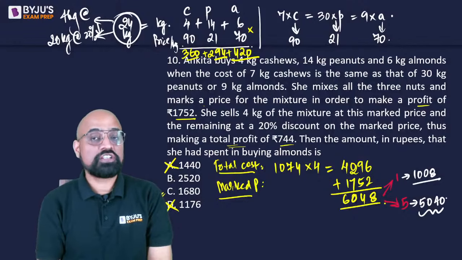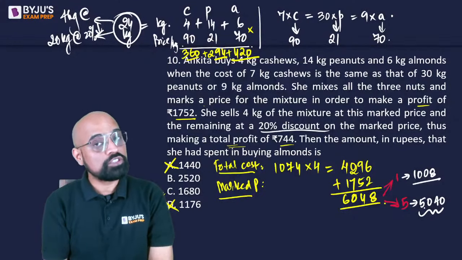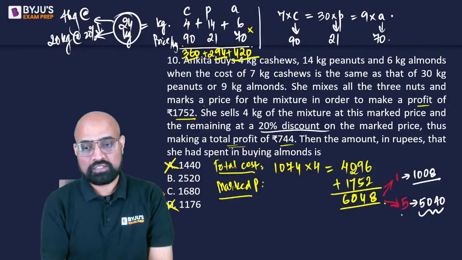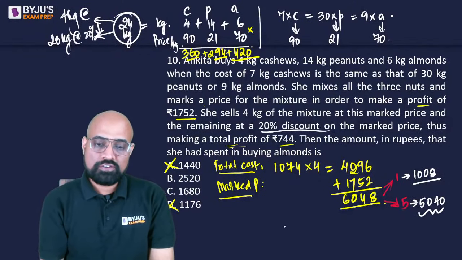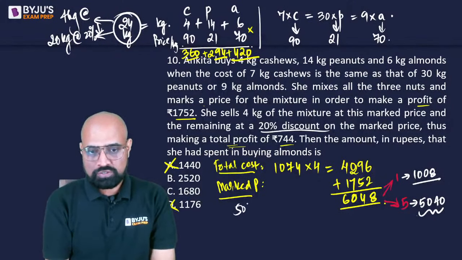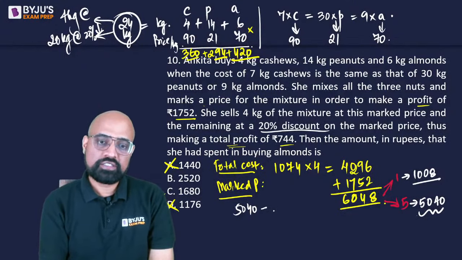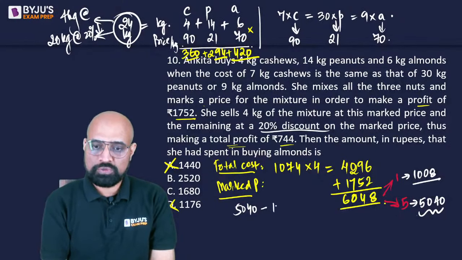From this 5040, she is not going to get the entire money because she is supposed to give a 20% discount on this. Remember, this is the mark price. Discount is given on the mark price. So 20% discount means from 5040 we are going to subtract 1/5 of it, right? So this is going to be a discount of 1008.